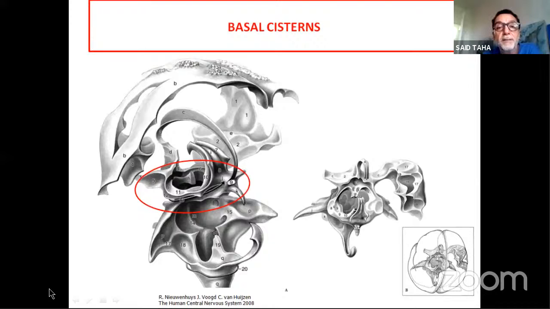I will use this slide just for explaining the duration of the incisura space, which is located here. Here, this is the tentorial notch.